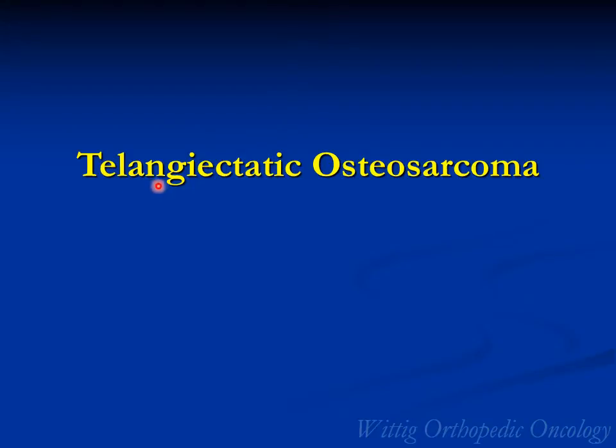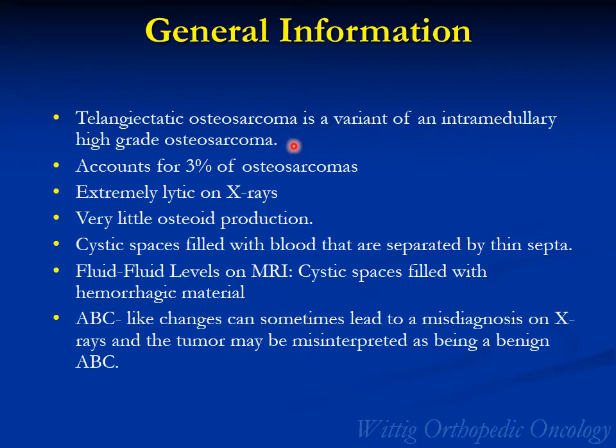Okay, the next entity we're going to talk about is telangiectatic osteosarcoma. It is a type of intramedullary osteosarcoma, and it's a variant of intramedullary osteosarcoma. It accounts for 3% of osteosarcomas. It's extremely lytic on X-rays. It's almost purely lytic. There's very little osteoid production. It consists of cystic spaces filled with blood that are separated by thin septa. There are fluid levels on MRI, and cystic spaces filled with hemorrhagic material. ABC-like changes can sometimes lead to a misdiagnosis on X-rays, and the tumor may be misinterpreted as being a benign ABC.